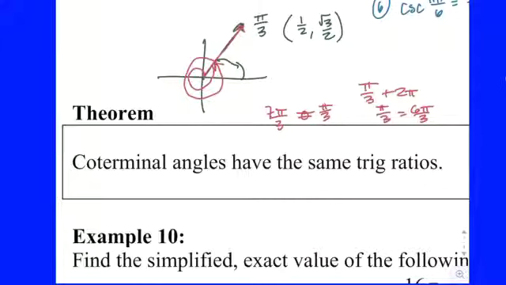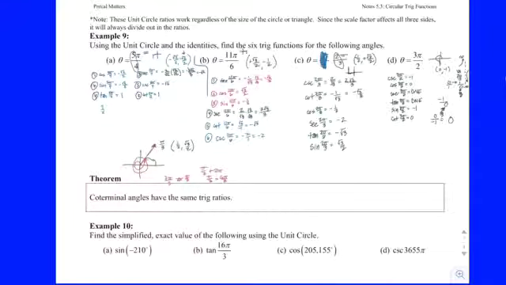Because it lands at the exact same spot, it's the same ordered pair. And because it's the same terminal ray, it's the same ordered pair. Because it's the same ordered pair, it's the exact same trig ratios. So any coterminal angle will have the exact same trig ratios as all of its infinitely many other coterminal angle buddies. Okay? So that's just kind of a nice little thing. All right. So there you go.